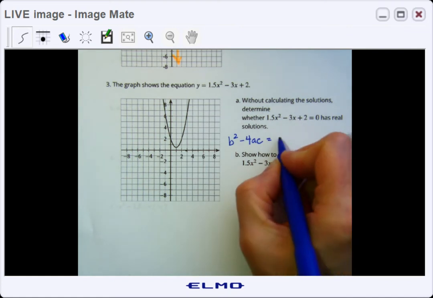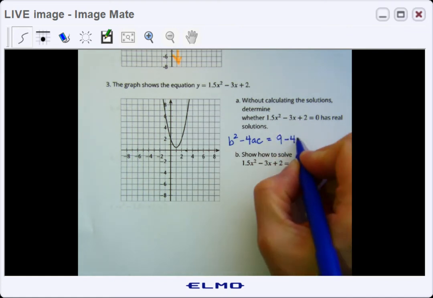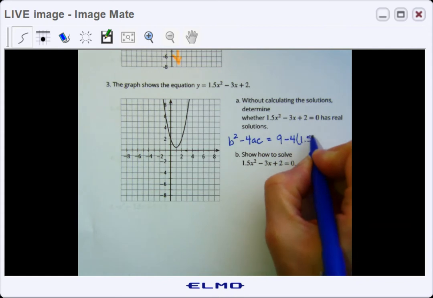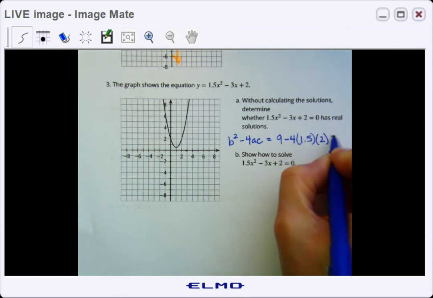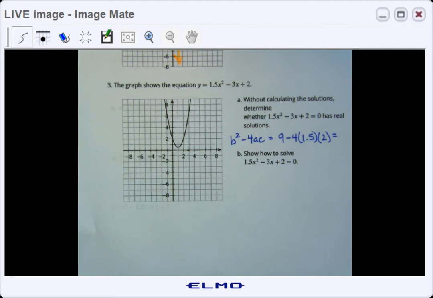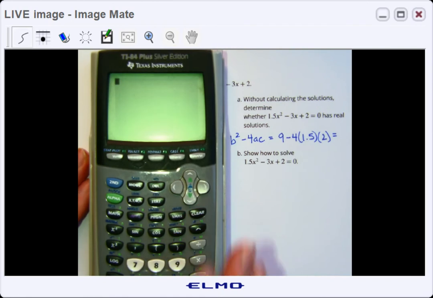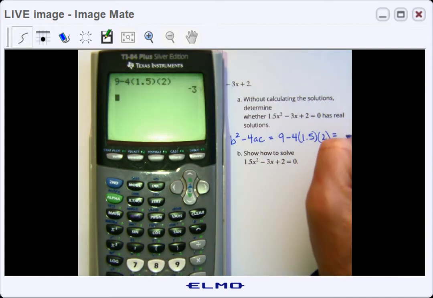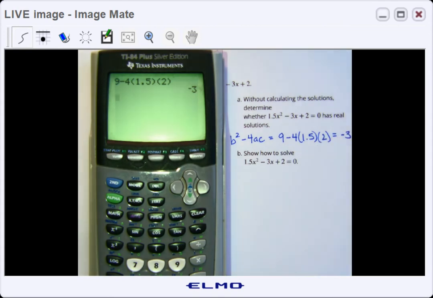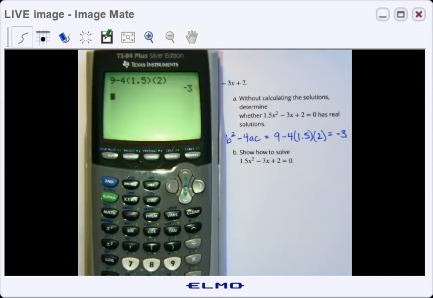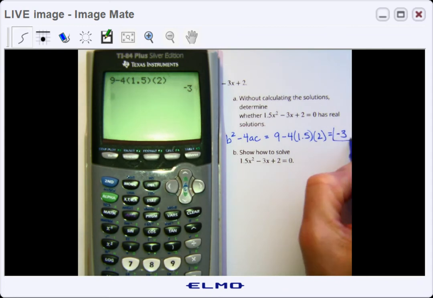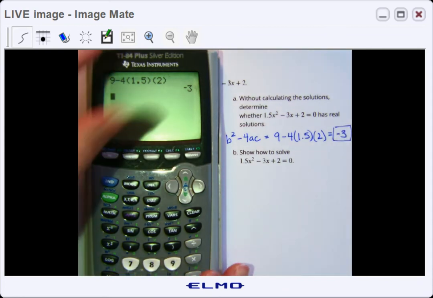Negative 3 squared is 9 minus 4 times a times c. And so when I find that value, 9 minus 4 times 1.5 times 2, I get negative 3. So I can see that there are no real solutions. Again, they're going to be complex solutions because the discriminant is a negative value.